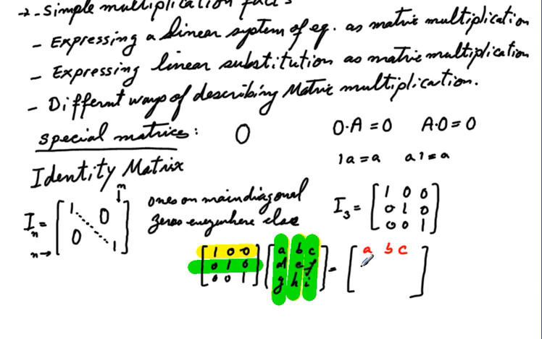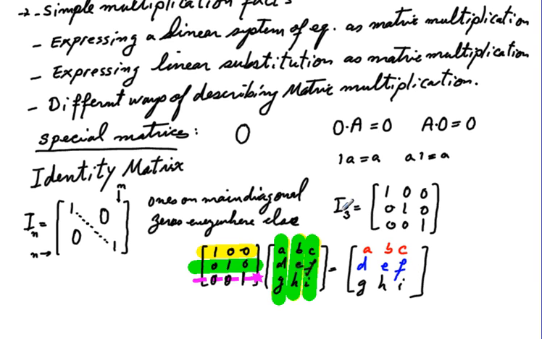So we are going to have D, E, F showing up in that spot. And then if we pick the last row here, we multiply, we just recover the last entries here. So G, H, I are going to show up.